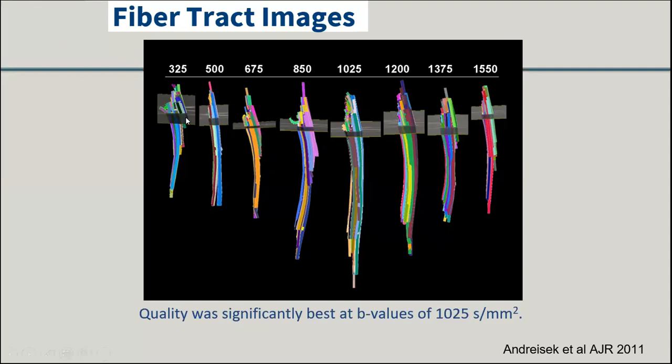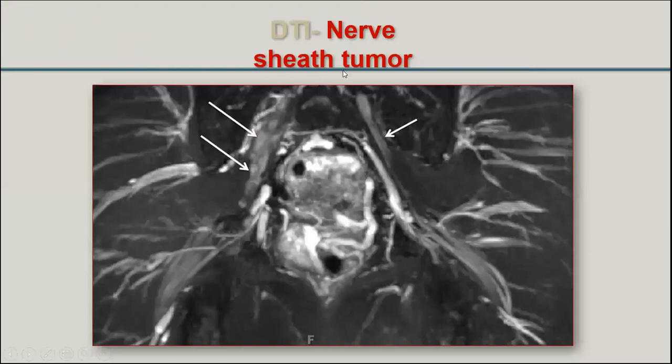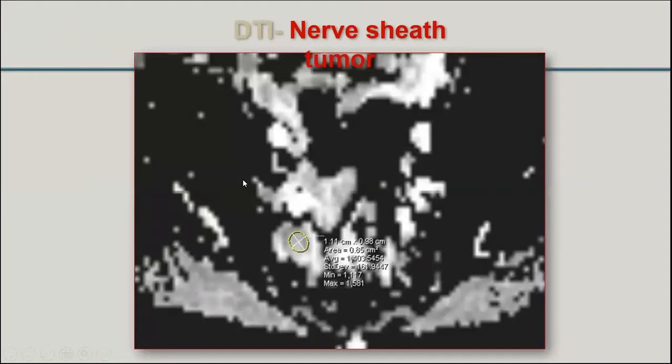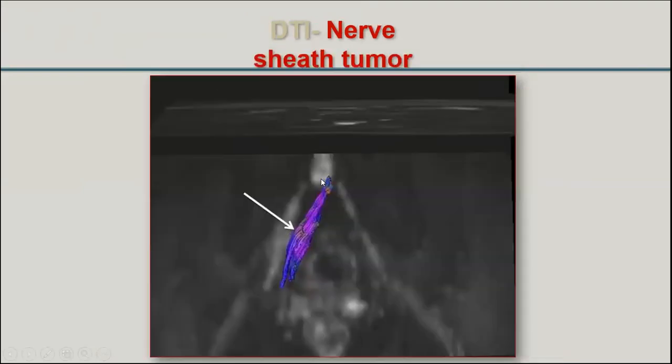So fiber tract images, again, this was published by Gustav. Like when you are at 1000 B value, you actually get good fiber tracts. So nerve sheath tumors, when they are perineuriomas like this, which are hard to biopsy in a young child, you can do tractography. First of all, you look at the ADCs 1.4, and perineuriomas can have up to 1.1. And if you look at tracts, you can see most of the tracts are maintained.